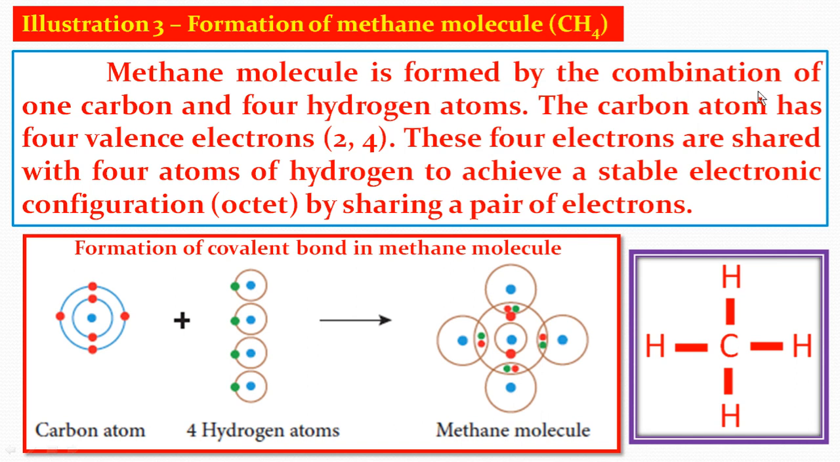The methane molecule is formed by the combination of 1 carbon and 4 hydrogen atoms. The carbon atom has 4 valence electrons. So these 4 electrons are shared with 4 hydrogen atoms to achieve the stable octet electronic configuration by the shared pairs of electrons. Here there are 4 pairs of electrons. So how many covalent bonds? 4 single covalent bonds are formed between the carbon and the hydrogens. This is the formation of the methane molecule, that is CH4.